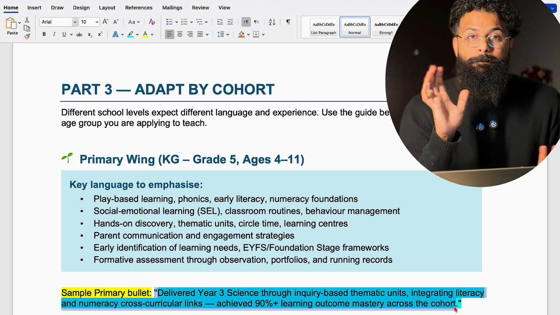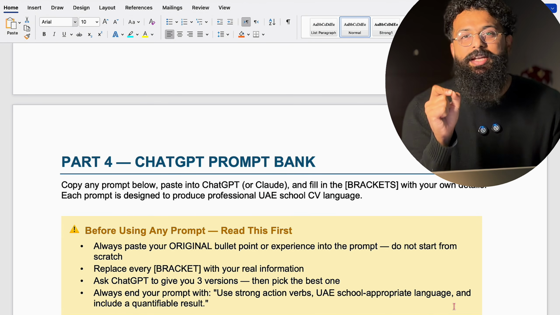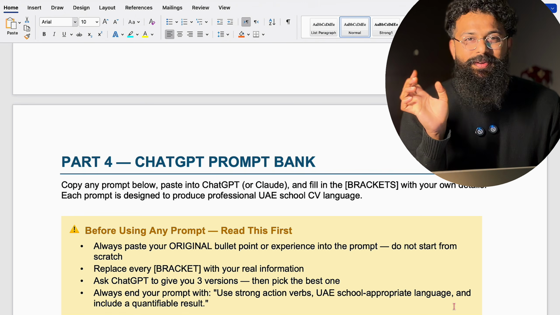Now moving to part 4. Now part 4 is basically the ChatGPT prompt bank, right? Now this is the most powerful part of this whole guide, because I know most of you are not comfortable with prompting. You open ChatGPT, you type help me improve my CV, and you get something very generic, and that's not something which is actually going to get you a job in UAE, right? So I have written the prompts for you. You just need to copy paste and fill in the brackets.